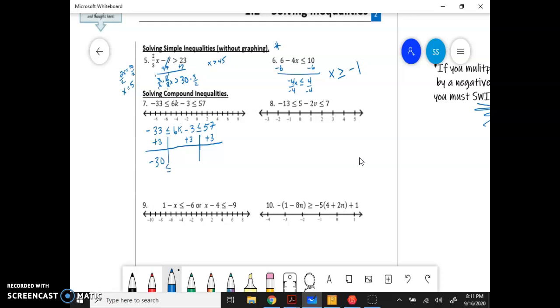Okay. Put this sign down. Then I'm going to have just 6k left in the middle because this will cancel out. And then on this side, I'll have 60. All right, so now if I want to get 1k, I'm going to divide by 6, and I just have to remember to do it to all sides. Okay, so I'm left with negative 5 and positive 10.